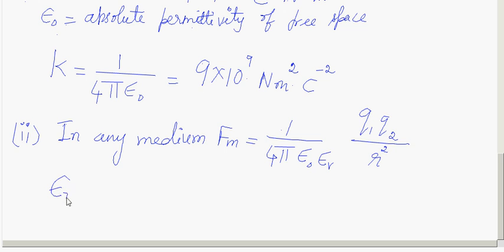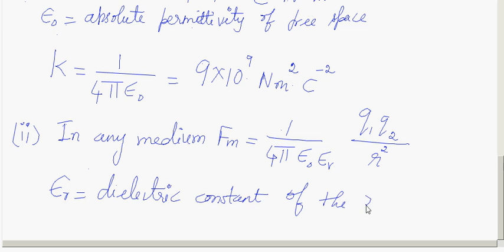Epsilon r is called the relative permittivity, or it can also be called the dielectric constant of the medium, and it is a unitless constant. It is a dimensionless and unitless constant of the medium. Dielectric constant epsilon r is relative permittivity, so it is dimensionless and unitless.